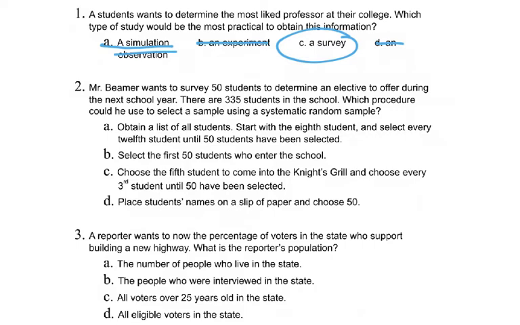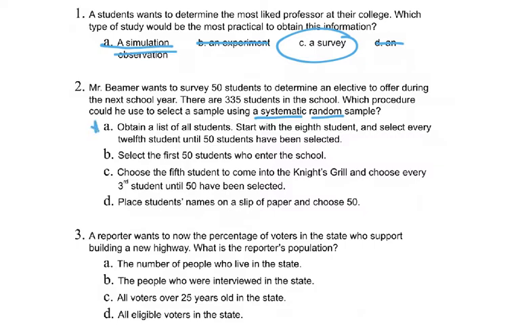All right, number 2. So you got to pay attention to some of the words. Mr. Beamer wants to survey 50 students to determine an elective to offer during the next school year. There are 335 students in the school. Which procedure could he use to select a sample using a systematic random sample? So when it says systematic, it means there has to be like a method to it. And when it says random, it has to be completely random. So A, obtain a list of all students. Start with the 8th student and select every 12th student until 50 students have been selected. That definitely has a system, and it is random.